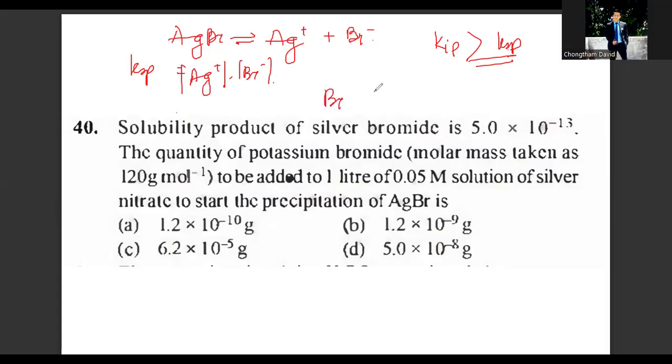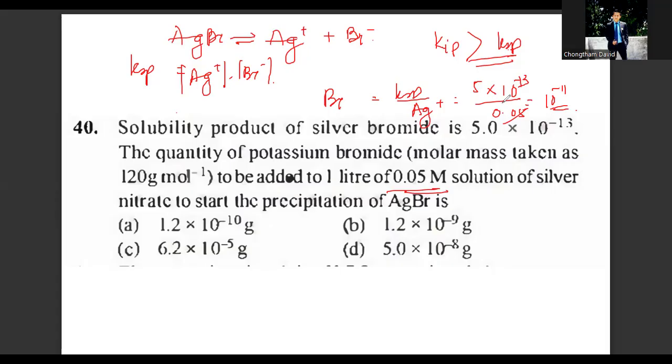So for bromide, Ksp divided by the silver ion concentration, we shall input the values here and check the question. 5 into 10 power minus 13, and the given concentration is 0.05 molar. So 5 into 10 to the power minus 2 gives 10 to the power minus 11. Right, so precipitation just starts at 10 to the power minus 11 moles of potassium bromide when it is added to this 1 liter of silver nitrate solution.